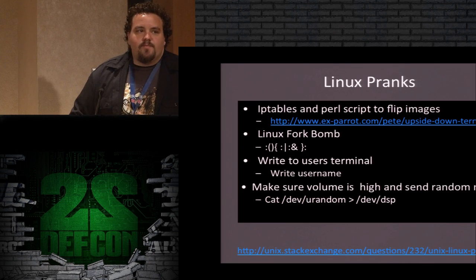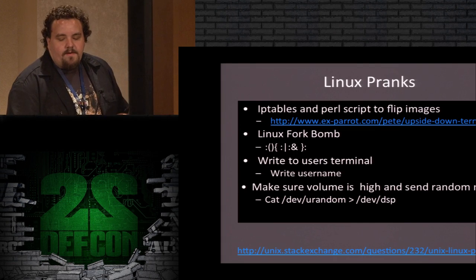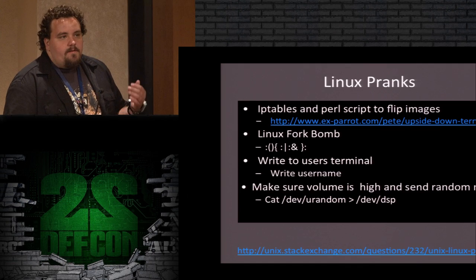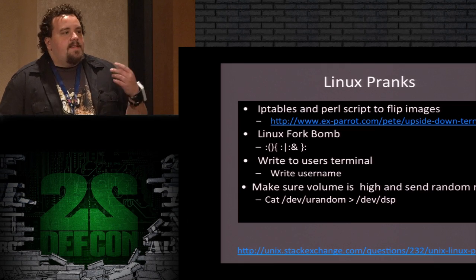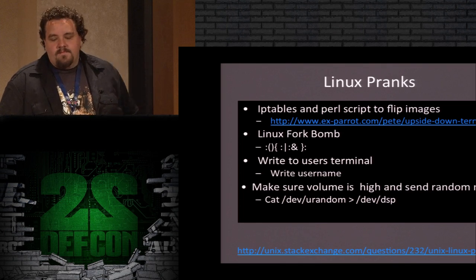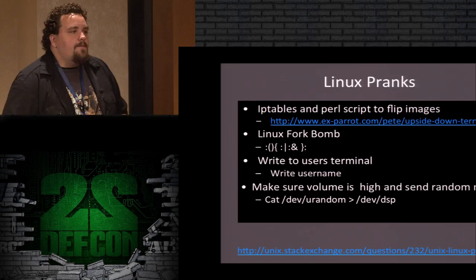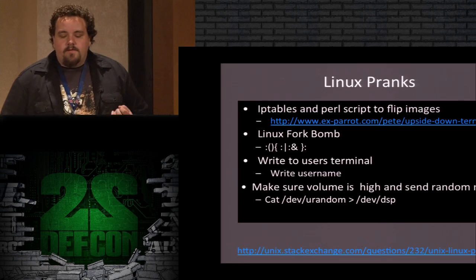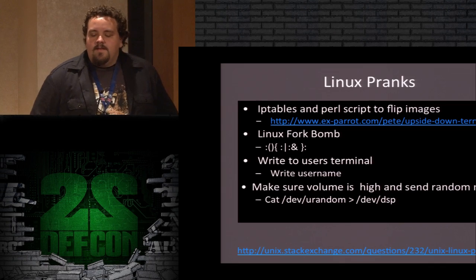Now let's do our Linux pranks, right? This is a cool little Perl script I found. If they're using Linux as their main desktop and they browse this stuff, you could even put this inline. Basically it takes every image that they browse to and turns it upside down. It's pretty awesome. Then we've got a Linux fork bomb. We can take the system to a crawl. We can write to the user terminal. If the system's local, this is kind of annoying.